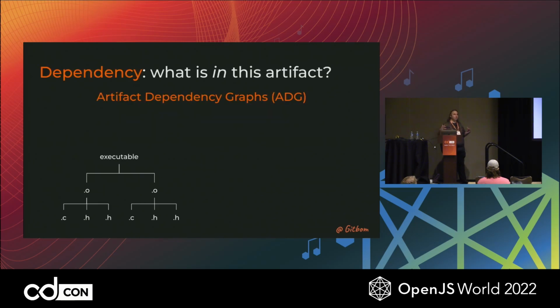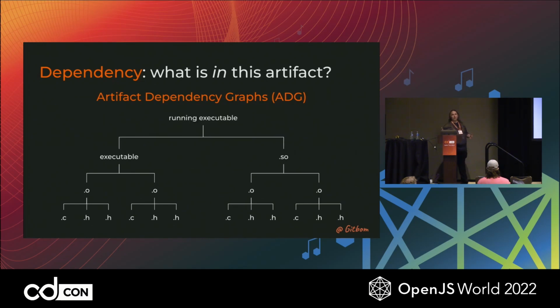Which brings us around to dependencies. So if I build a thing, like I build an executable out of C files, right? I have a bunch of C and H files, I build them into .o files. I have a bunch of .o files, I build them together into an executable. We call the tree or the graph, the directed acyclic graph of this, the artifact dependency graph. And it literally tells you everything that went in all the way down the line.